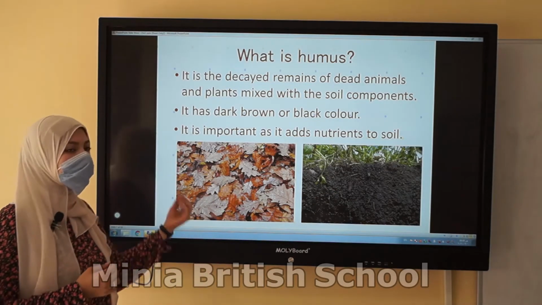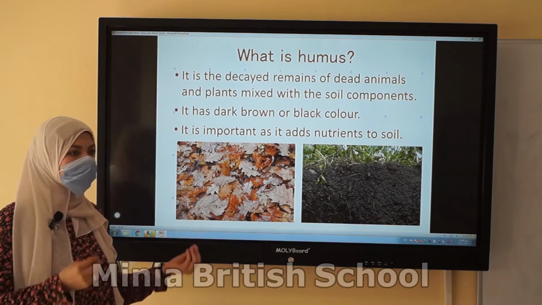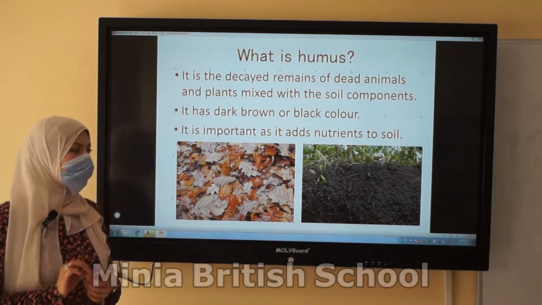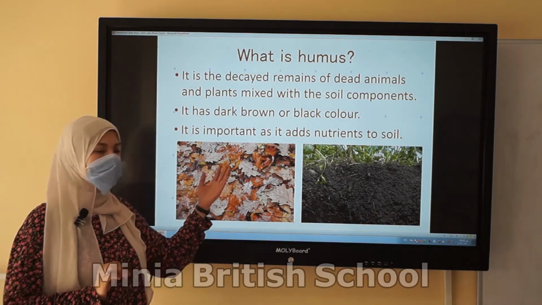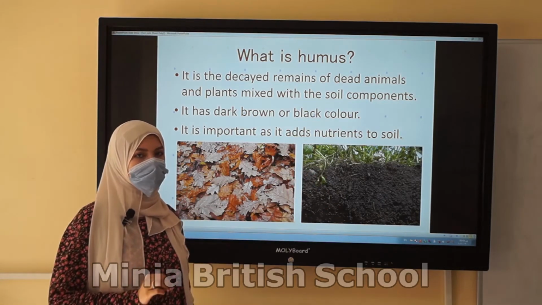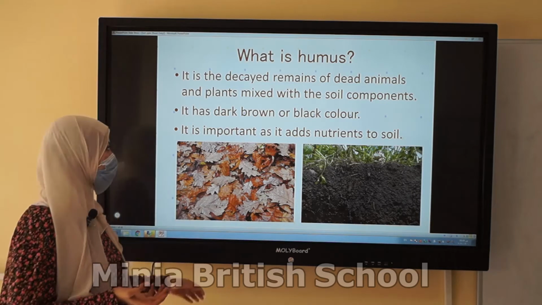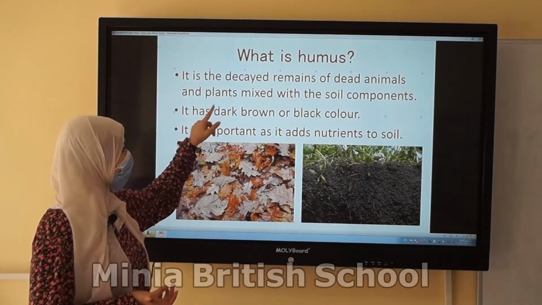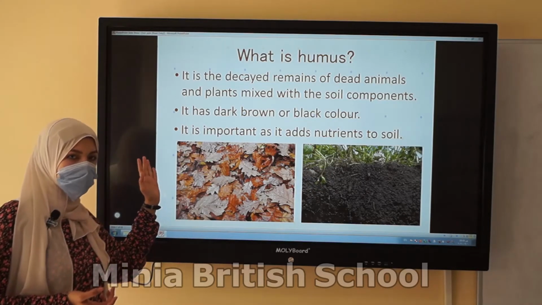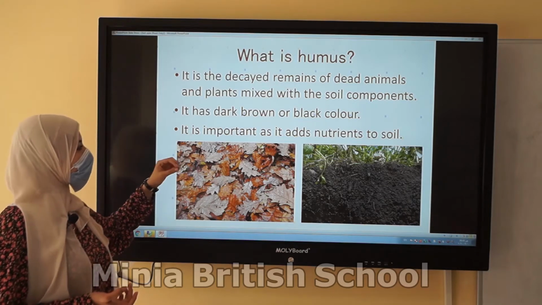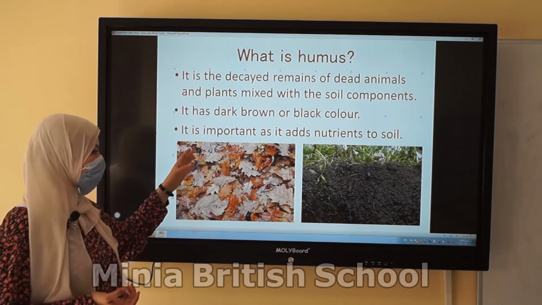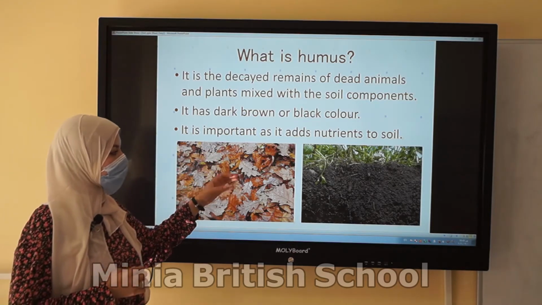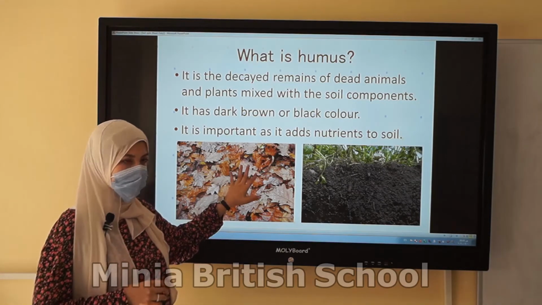So humus is very important, and you should know the function of humus to the soil. If I ask you what is the function of humus, you will answer that it's very important because it adds nutrients to the soil. What is its color? It is dark brown or black brown. So the dark brown in the soil indicates the humus, okay? So if I ask you why the soil is black or brown in color, you will tell me due to the humus, okay?